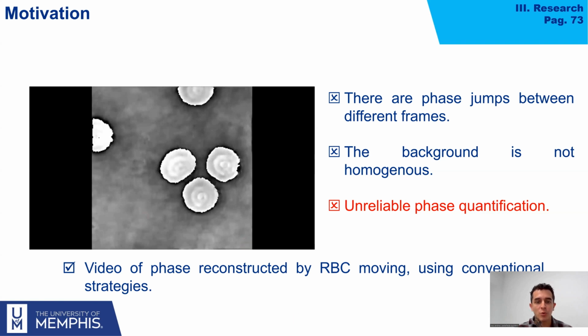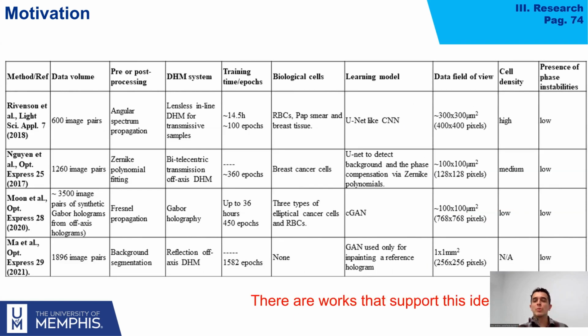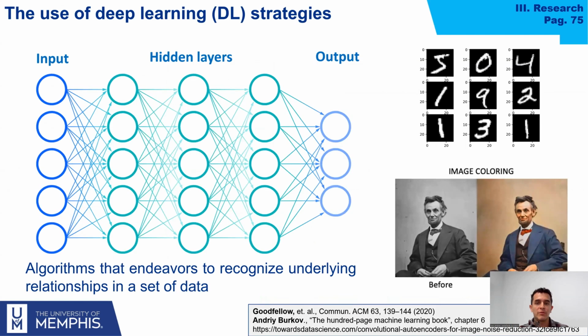So for this reason, we thought, why not implement deep learning strategies to obtain phase images at video rates? One of the first tasks was to investigate if there are applications of deep learning in digital holographic microscopy to retrieve phase information, of course. And we found that there are applications, but not focused on reconstruction at video rates from raw holograms. So for this reason, we thought, okay, why not use deep learning strategies?